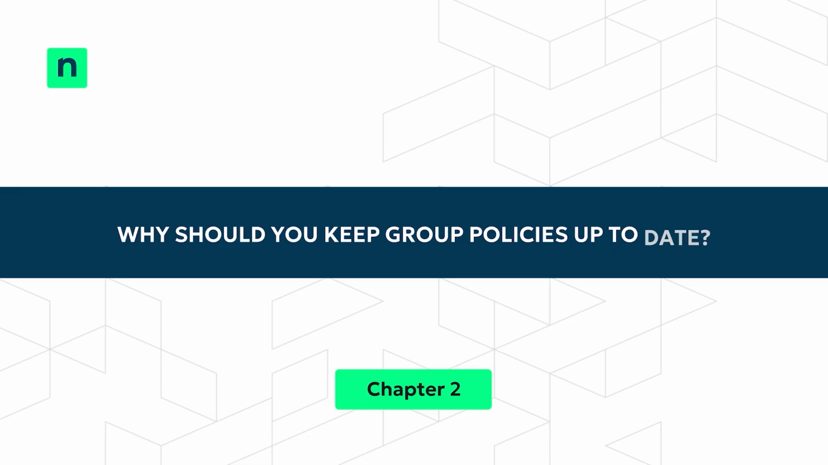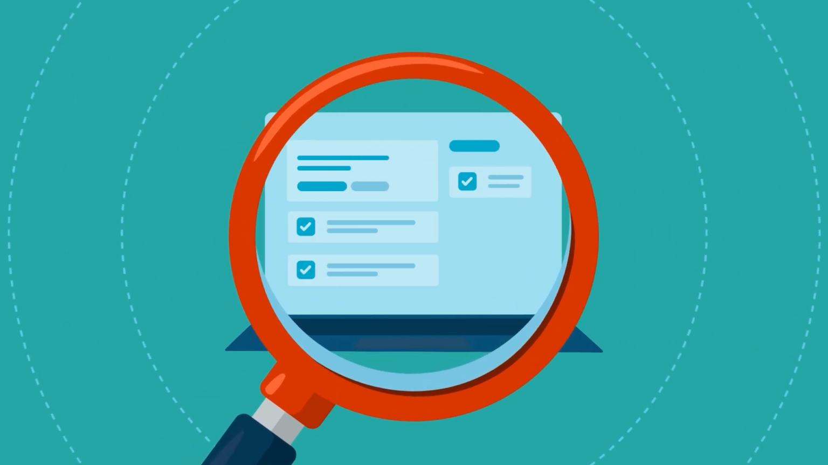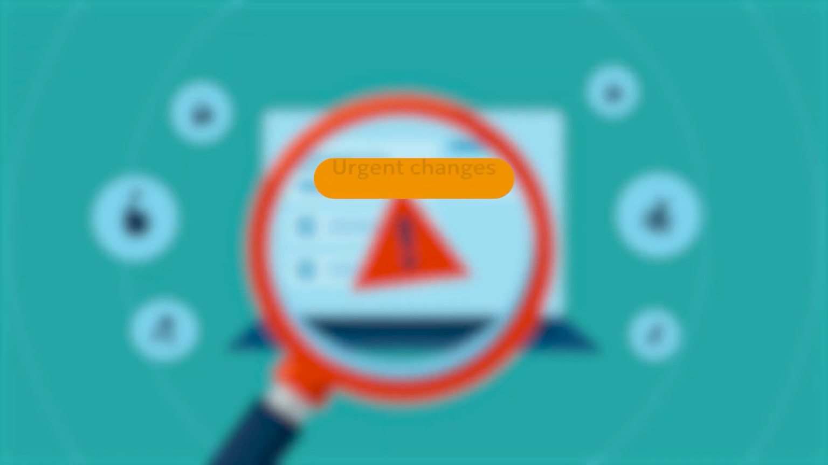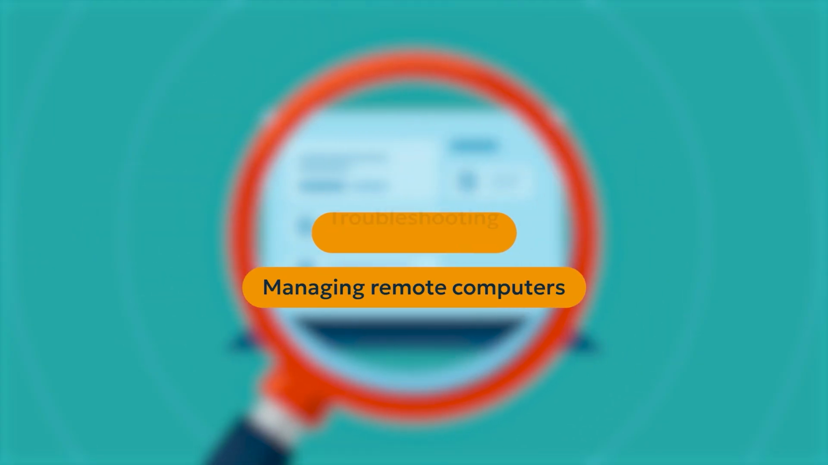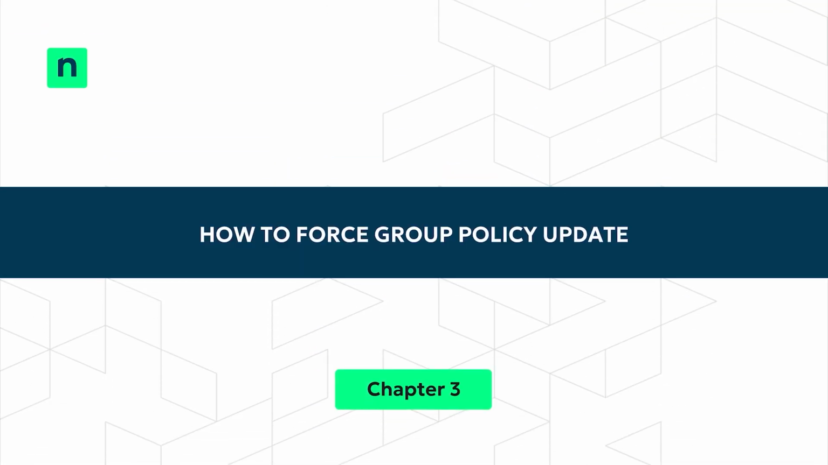Why should you keep group policies up to date? Outdated policies can expose systems to security risks, cause configuration inconsistencies, and lead to non-compliance with organizational or regulatory standards. Manual policy updates are helpful for urgent changes, troubleshooting, or managing remote computers. While group policies typically refresh automatically every 90 minutes, sometimes waiting isn't an option. Thus, forcing an immediate update is necessary.